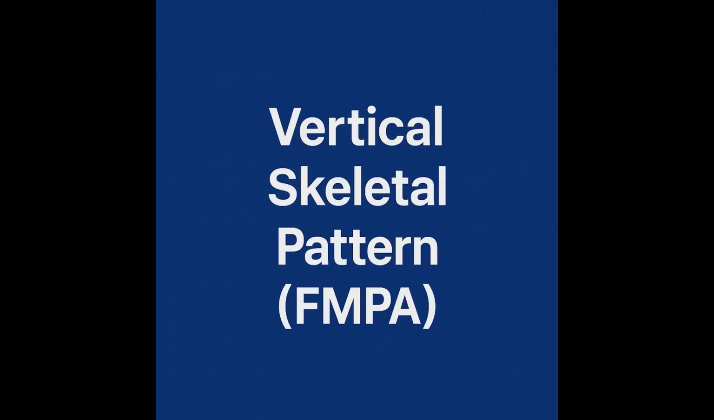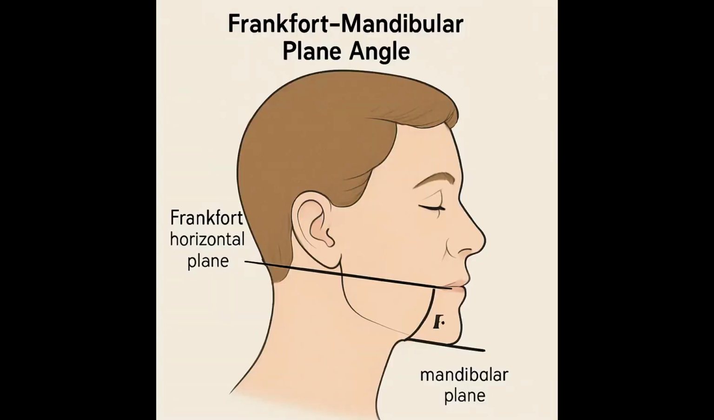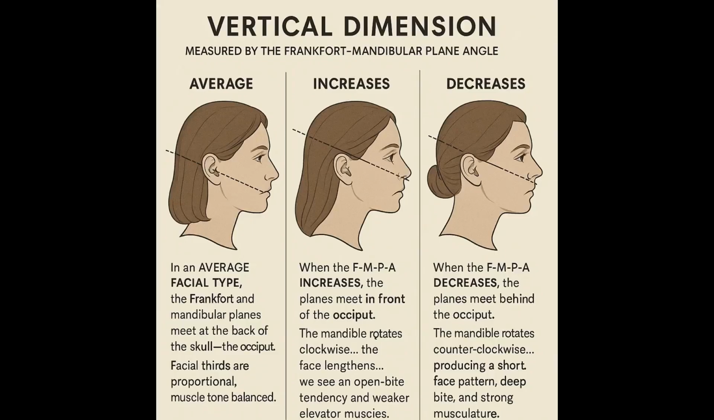Vertical skeletal pattern, FMPA. Next, the vertical dimension measured by the Frankfurt mandibular plane angle, or FMPA. In an average facial type, the Frankfurt and mandibular planes meet at the back of the skull, the occiput. Facial thirds are proportional, muscle tone balanced.